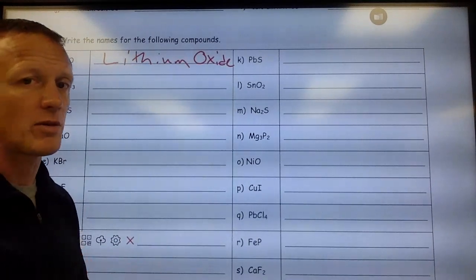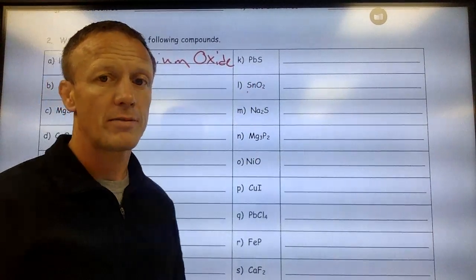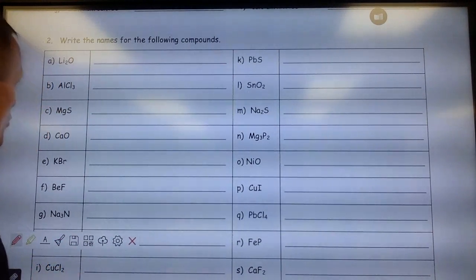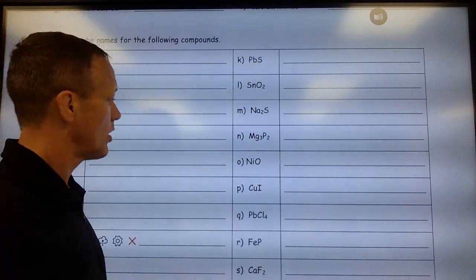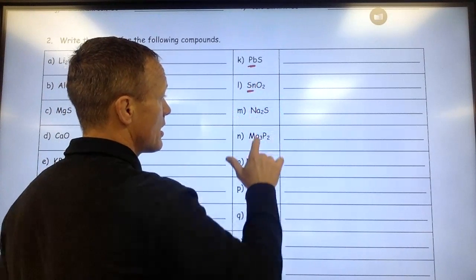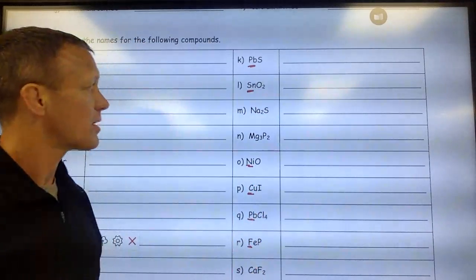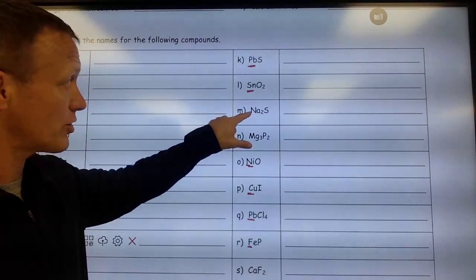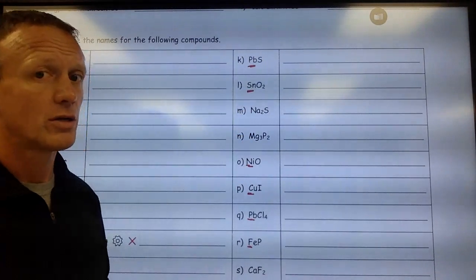So first element you name normal, second element you put an "ide" on the end. Lead sulfide, tin oxide. All right. The only thing is this. If the first element is in the D block of the table, a transition element, or it's tin or lead, we have to put a Roman numeral. Nickel's a transition element, copper's a transition element, there's lead, there's iron. Okay, sodium and magnesium are not transition elements, so we do not need Roman numerals there. Sodium's always a +1 charge, it's in family 1. Magnesium's always a +2 charge, it's in family 2. So those don't need Roman numerals, but these other ones do.